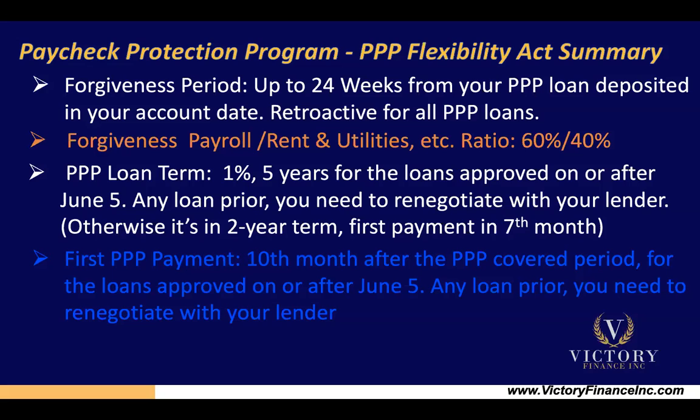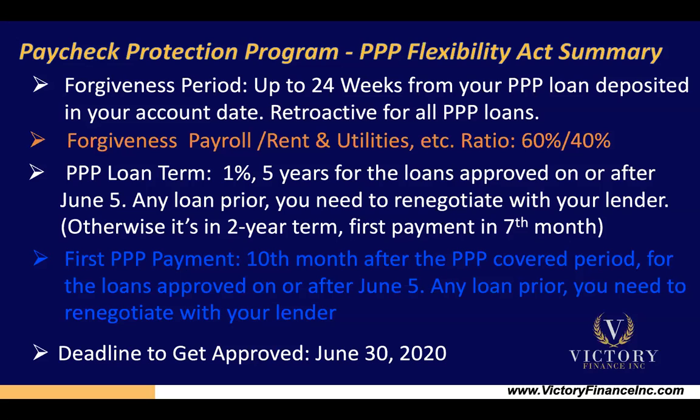And I'm like, oh, what happened, right? I thought it was 10th week after the cover period. Why is my lender still giving me that 2-year thing, the 18-month thing and all that, right? And so that's why you need to renegotiate, okay?